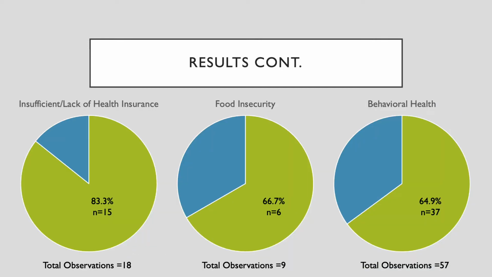Despite not being observed as often as other social determinants of health, athletic trainers reported that 83.3% of the time when insufficient or lack of health insurance was present, and 66.7% of the time food insecurity was observed, there were perceived negative impacts on health. Behavioral health issues were reported to have a perceived negative impact on health approximately 65% of the time in patients when that specific social determinant of health was observed.